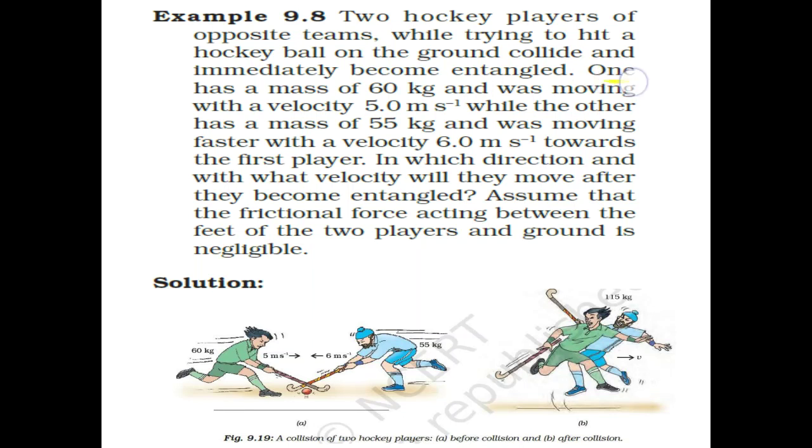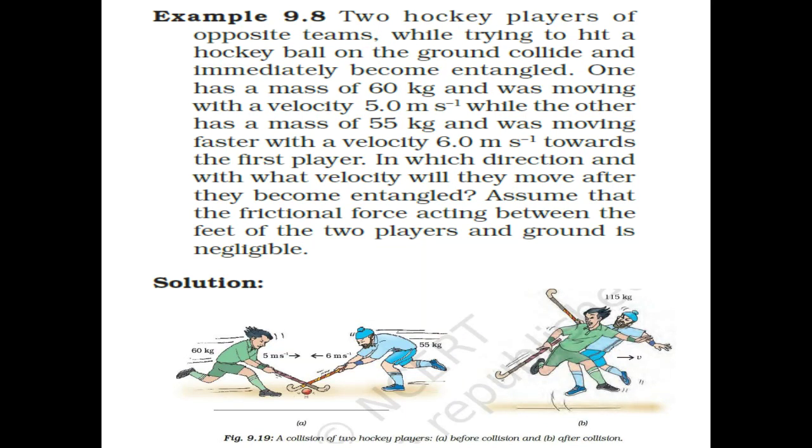So one has mass 60 kg and was moving with velocity 5 meter per second. So it is given that 60 kg, 5 meter per second, moving with this velocity. So m1 u1 is given to us, and the other has a mass of 55 kg and was moving faster with a velocity of 6 meter per second. So this is m2 and this is u2.